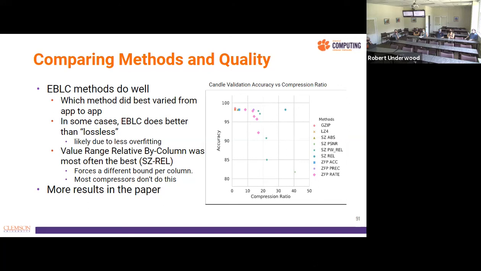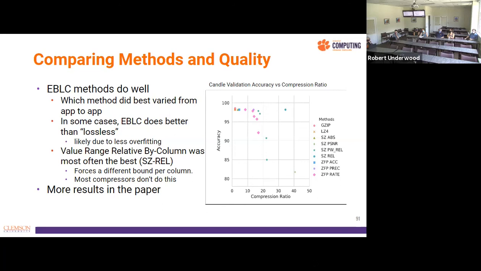This is likely as a result of reduced overfitting of the machine learning techniques that are being considered. As for which method tended to perform the best, what type of error bound performed the best, we found that value range by column worked the best. And the reason for this is actually kind of interesting: it essentially forces a different error bound on each feature. And so by bounding each feature independently, we're able to preserve quality much better than if we have one common value range relative bound for all of the points.